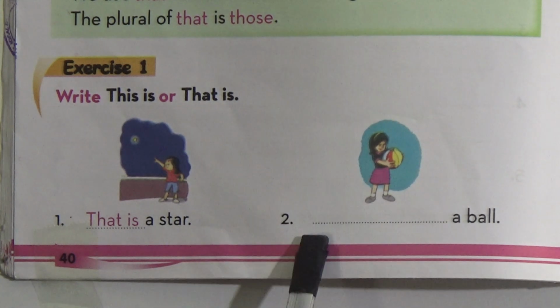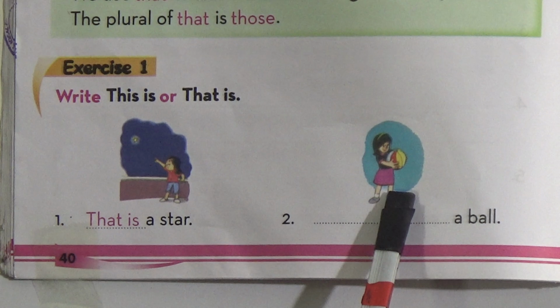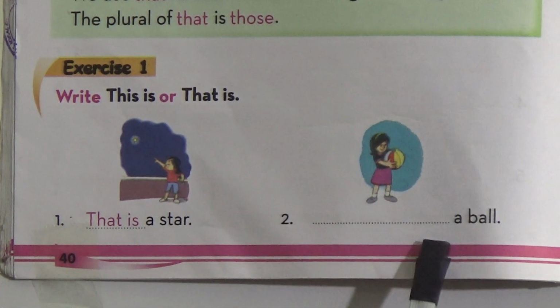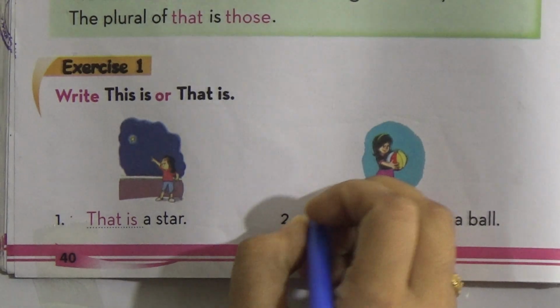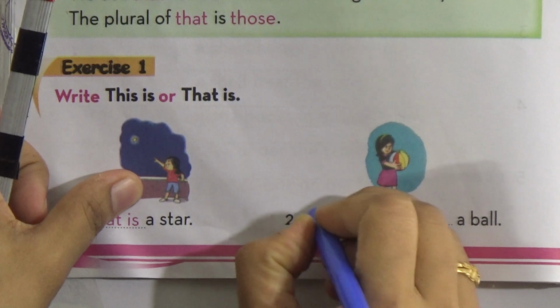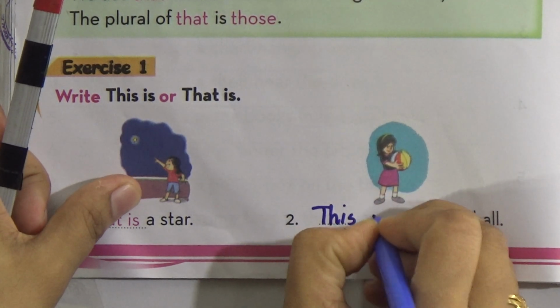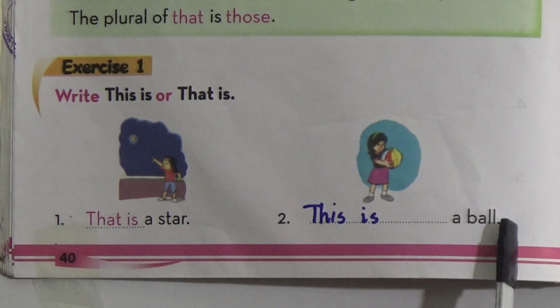Now here there is a ball. So is the ball far from the girl? No, the ball is in the hand of the girl. So we will write this is a ball. This is a ball.